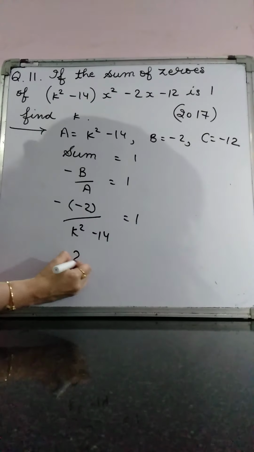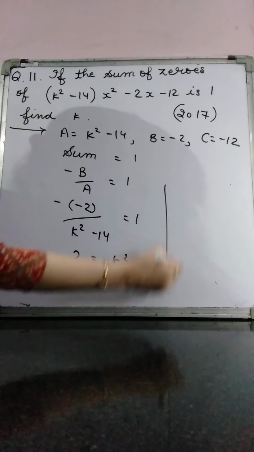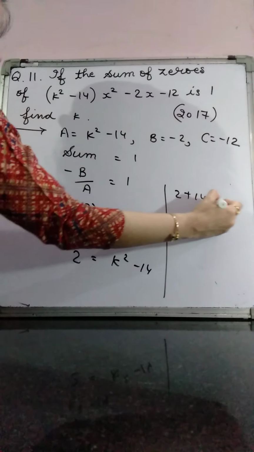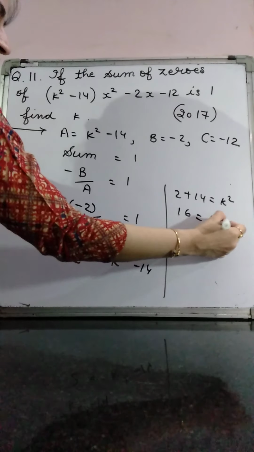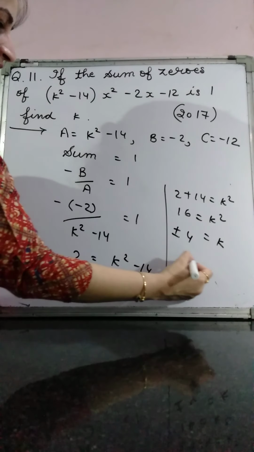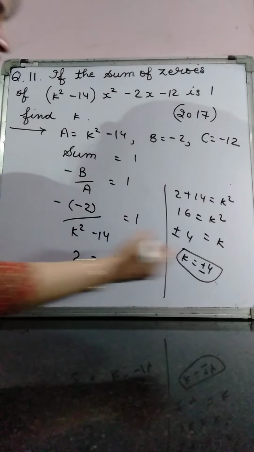Minus and minus plus, cross multiply. Minus 14 plus 2, 16, k square. Now take under root. The value of k is plus minus 4. Plus and minus 4. Answer.